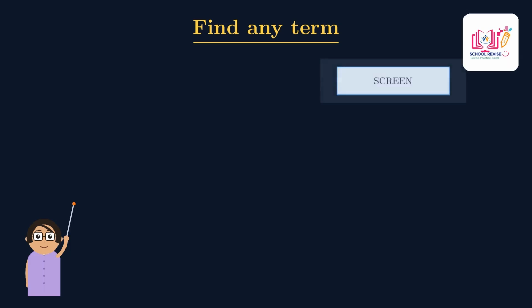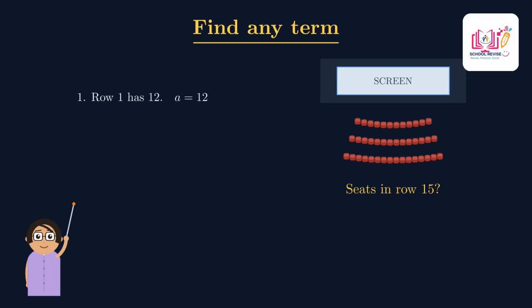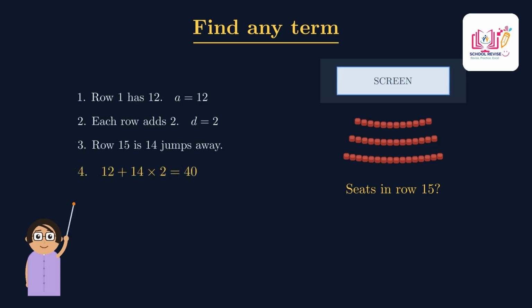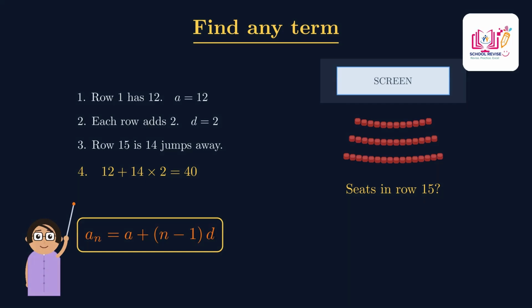One rule. That is all it takes. Back to our cinema. Suppose you want to know how many seats are in row 15. You could add 2, 15 times over. But that is slow. So look closer. To reach row 15 from row 1, you take 14 steps. And each step adds 2. So row 15 is 12 plus 14 times 2, which is 40. That is the whole idea of the nth term. The nth term is A plus (n minus 1) times D. And that n minus 1? It is simply the number of steps you jump from the start.